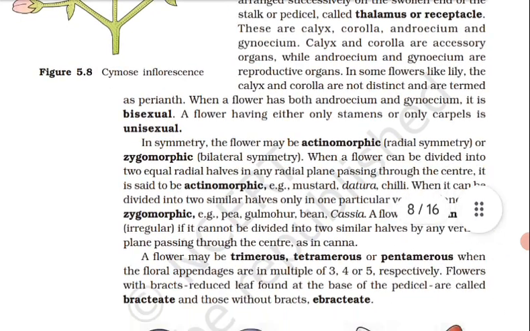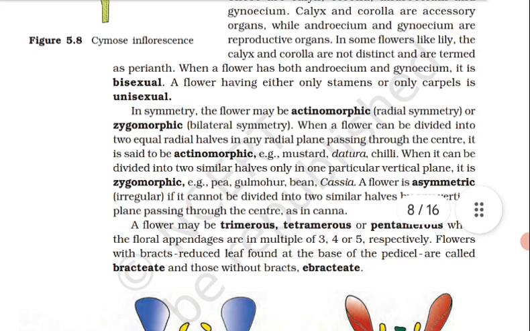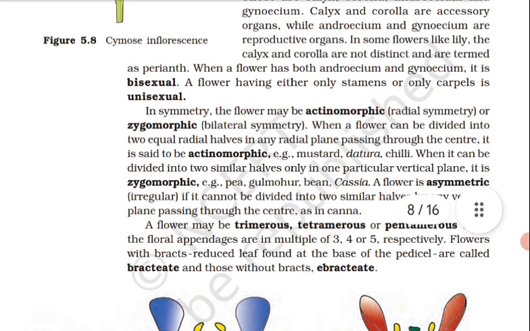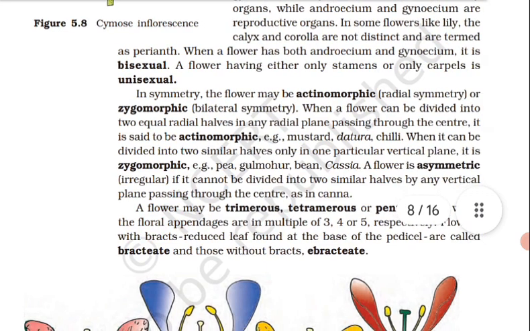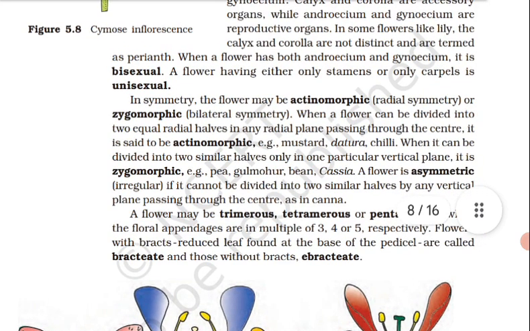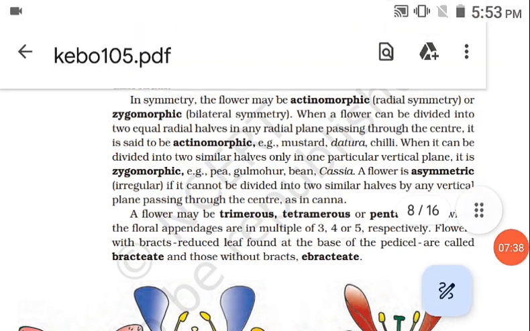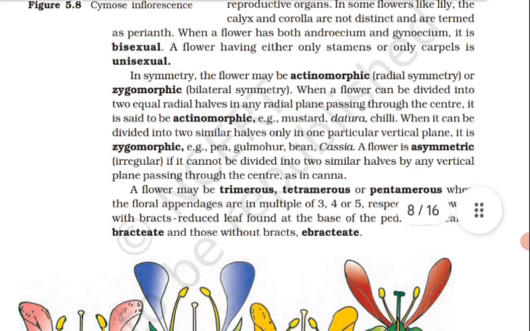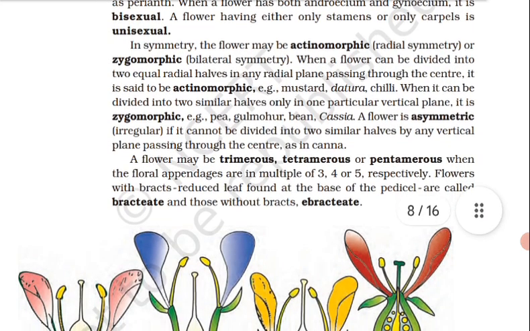Next is androecium. Androecium is composed of stamens. Each stamen, which represents the male reproductive organ, consists of a stalk or a filament and an anther. Each anther is usually bilobed and each lobe has 2 chambers, the pollen sacs. The pollen grains are produced in pollen sacs. A sterile stamen is called staminode.